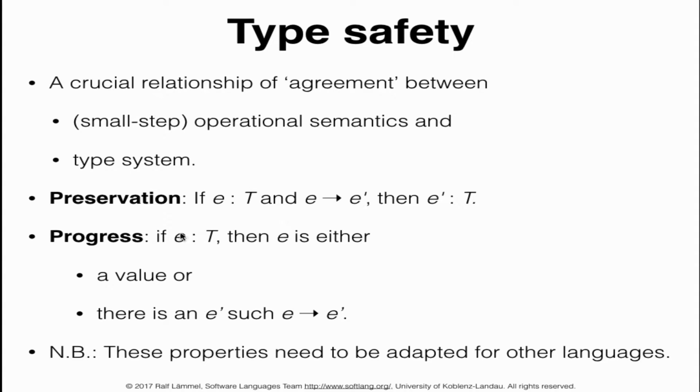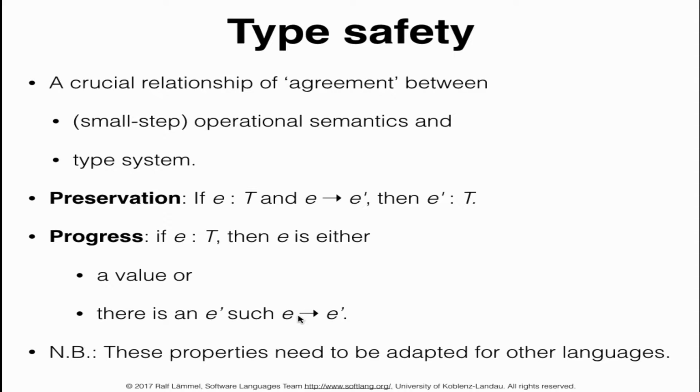So type safety also requires progress. So progress means if we start from a well-typed expression, I mean expression E of some type T, then either E is in value form, which means we don't even expect to make any further steps, or if it's not in value form, well, then it must be possible to make another step. In other words, the small step semantics doesn't get stuck on well-typed terms E.